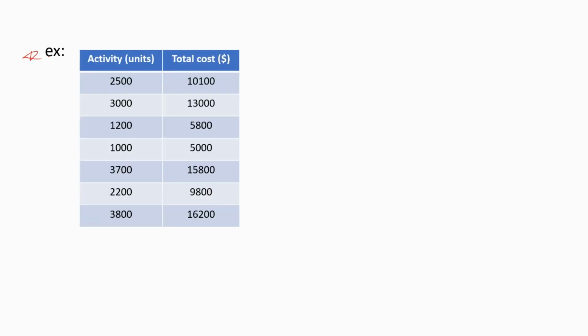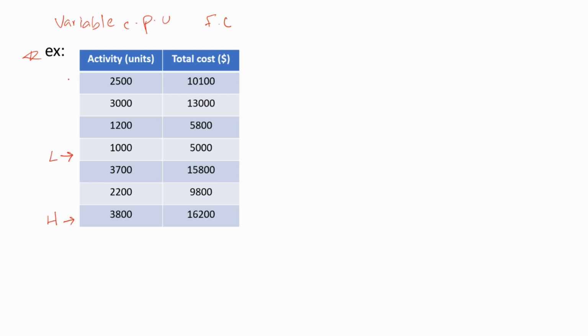This is the example. Calculate the variable cost per unit and the fixed cost using these given data. What we have to do first is find the highest and the lowest activity level. So let's identify the highest activity level. The highest activity level is 3800. Now let's identify the lowest activity level, which is 1000. This is the lowest activity level.